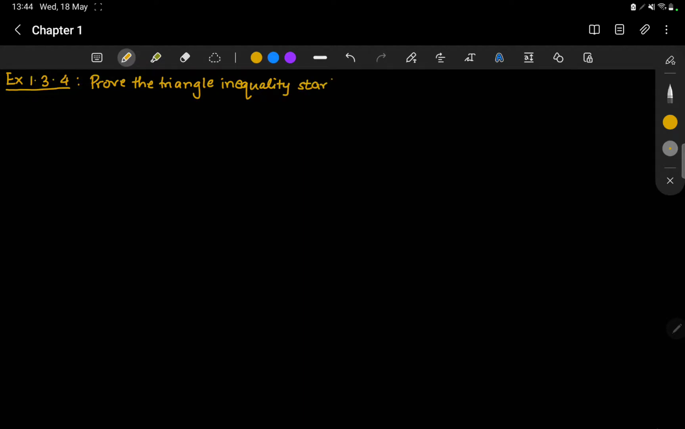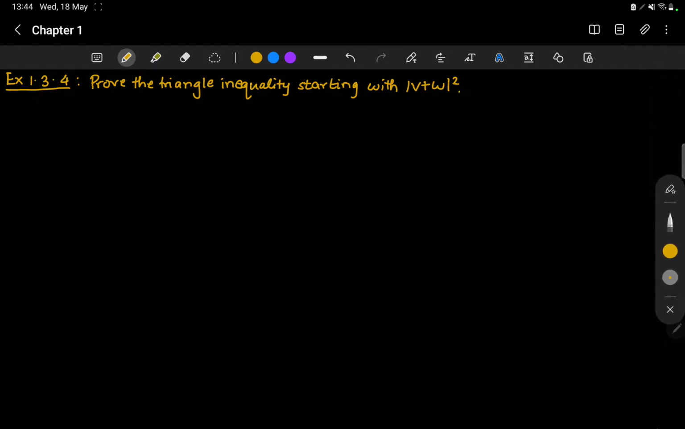So we are supposed to prove the triangle inequality, and they have provided some hints and some steps that we could use. So starting with mod squared of v plus w. So some more hints and steps are provided.